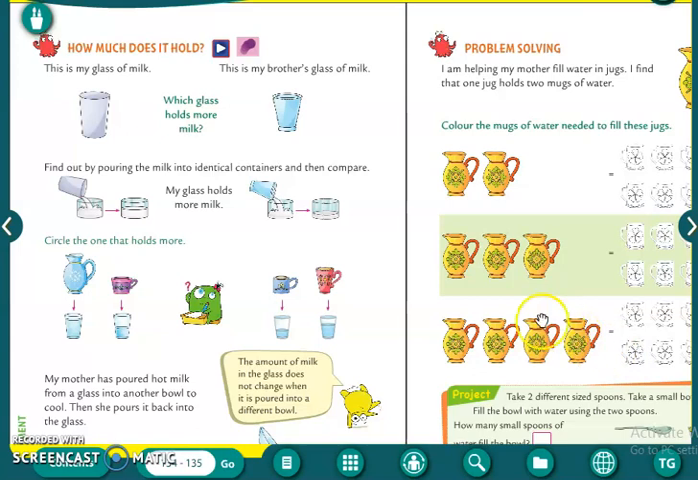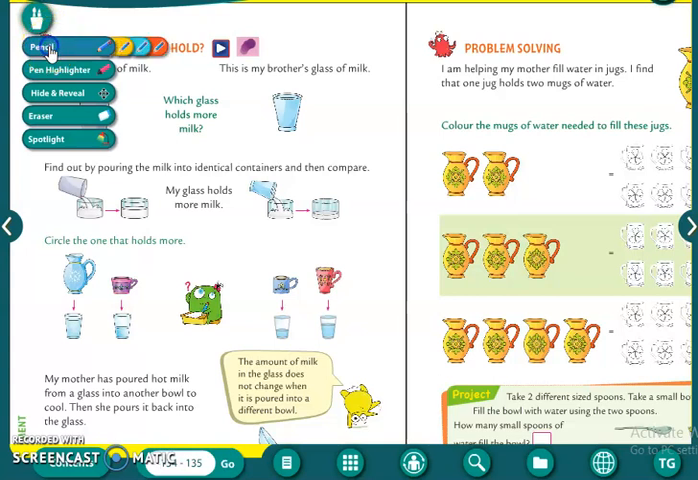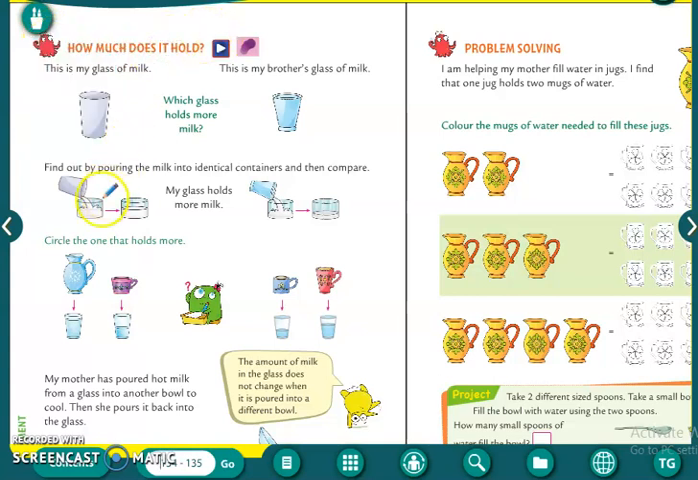Now similarly, look at this one also. This is also a comparison, like how much it will hold. See, this is my glass of milk and this is my brother's glass of milk. We have to find out which will hold more. We can find out by pouring into other containers. Then see this one. Here a jug is there and here a small mug is given. Which will hold more? किसमें ज़्यादा हम milk या फिर पानी डाल पाएंगे? जग में या फिर mug में? We will be able to pour more liquid in the jug. So circle this one.